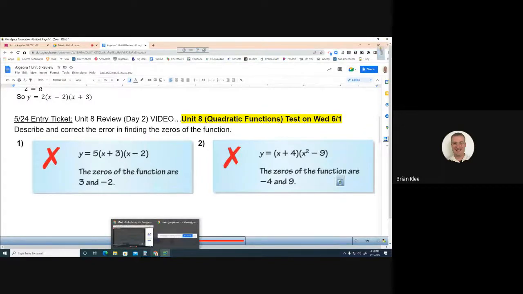Okay, so the learning target that we've covered in this unit is solving quadratic equations, and another way of saying that is finding the zeros of the function. So the idea is if we drop in a value of 0 for y, what values make this equal 0? So we're looking for what plus 3 makes this 0, and the error here is the signs are wrong.